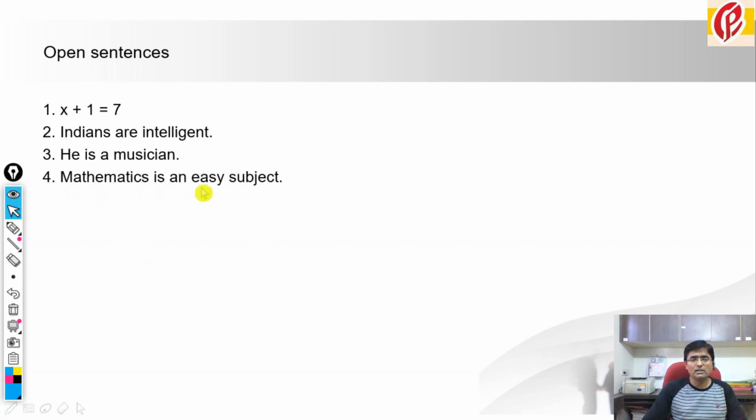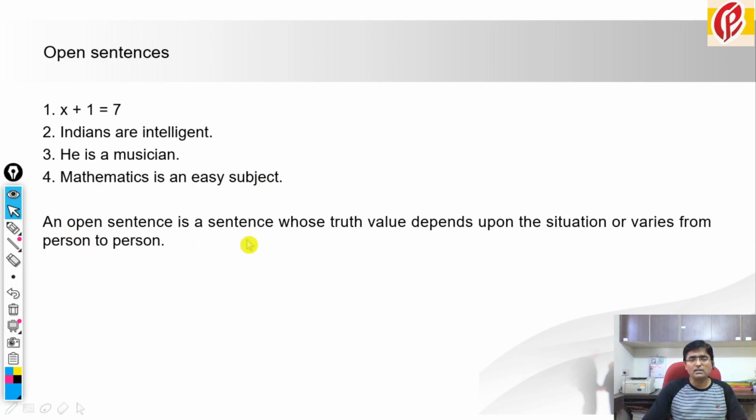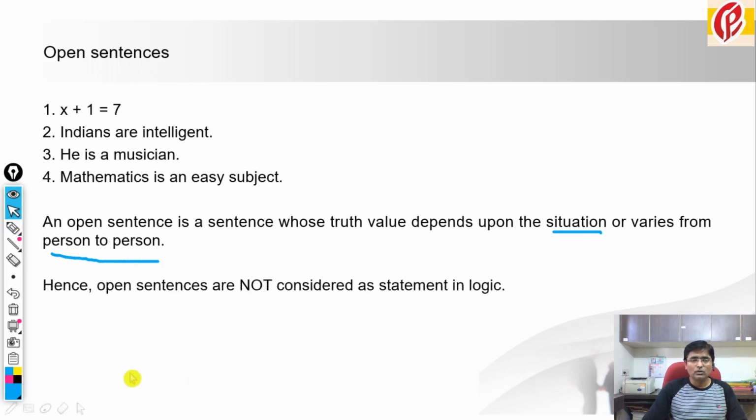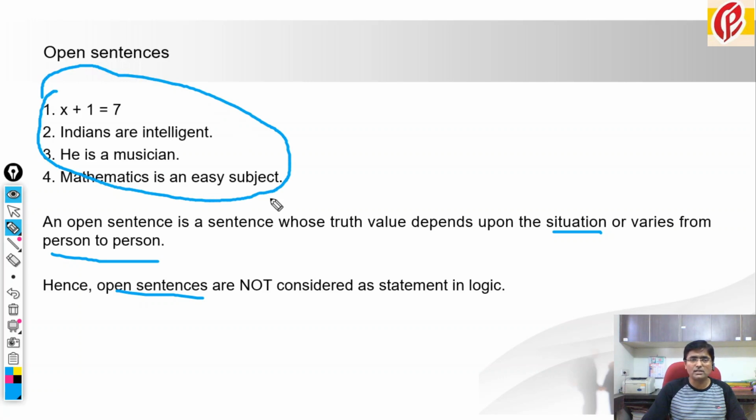The next, mathematics is an easy subject. Some students will say mathematics is an easy subject. Some students will say mathematics is a difficult subject. So its truth value varies from person to person. So an open sentence is a sentence whose truth value depends upon the situation or varies from person to person. Hence, open sentences are not considered statements in logic. So these are all open sentences, and open sentences are not statements.